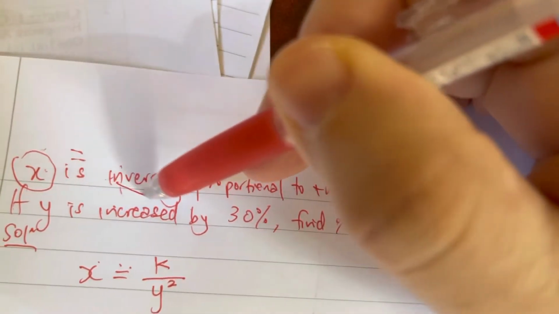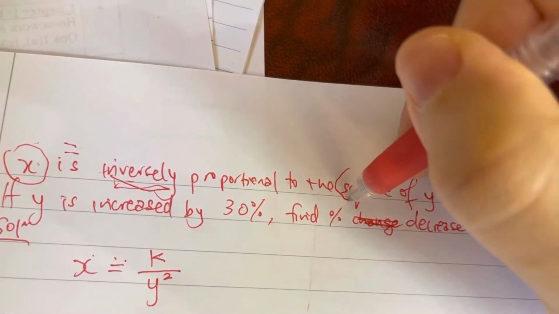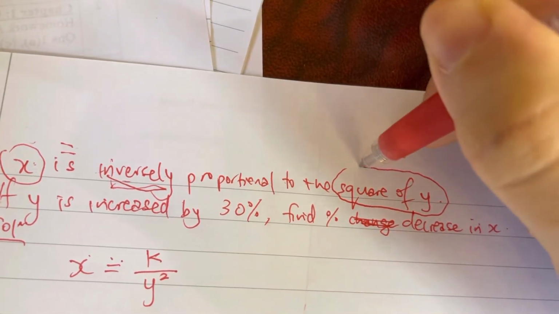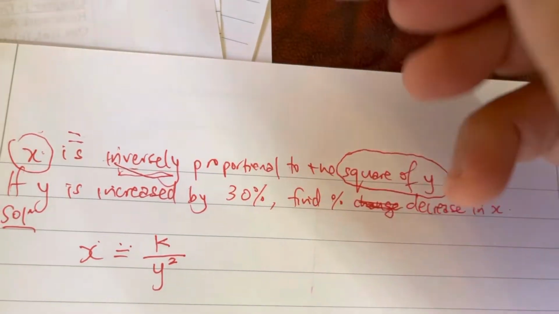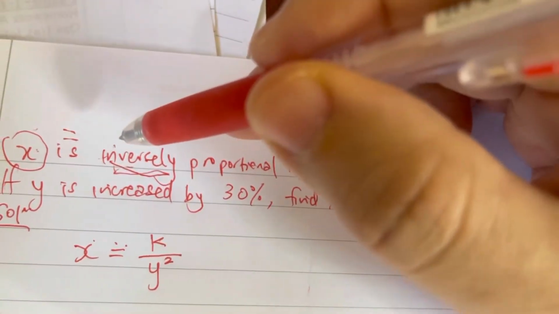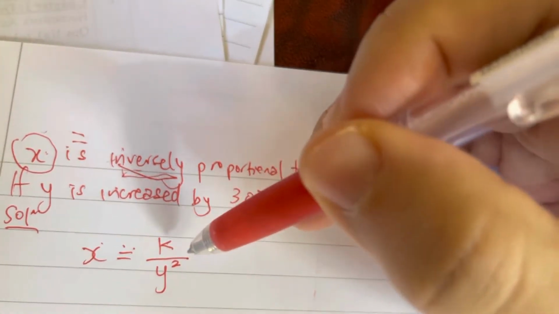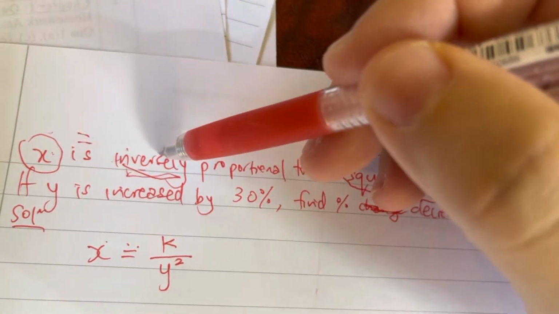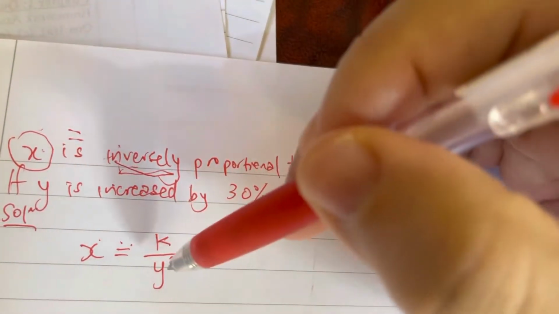And when we say inversely, right, whatever is on the right side you have to put at the denominator, okay, because it's inversely. Now if they say x is proportional to the square of y, then it would just be k y squared, okay, but because it's inversely, you have to put this, which is y squared, at the denominator.